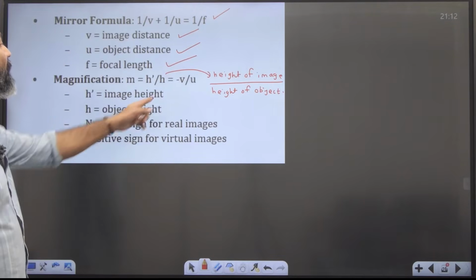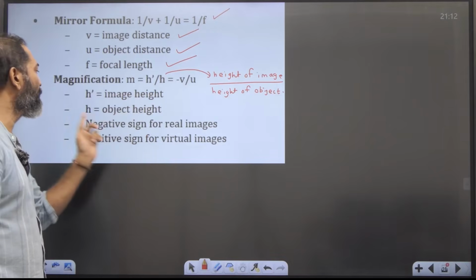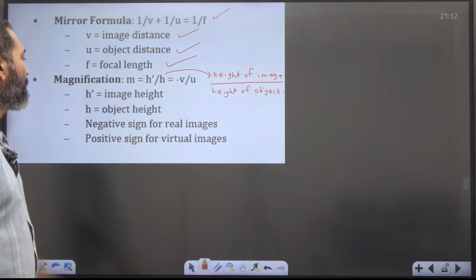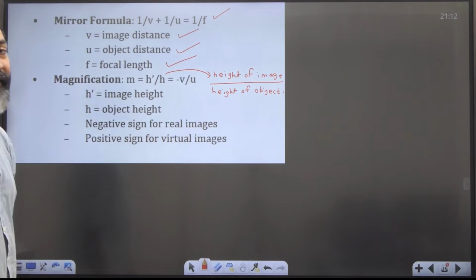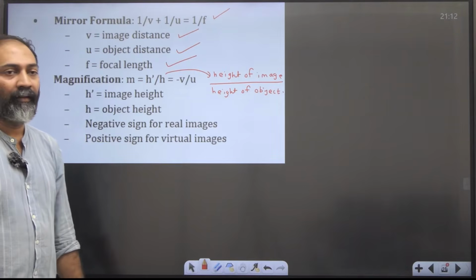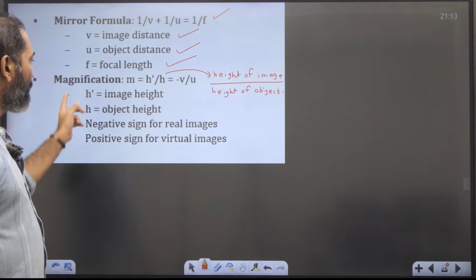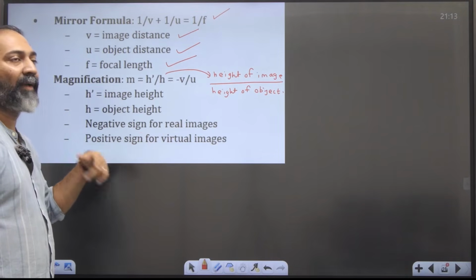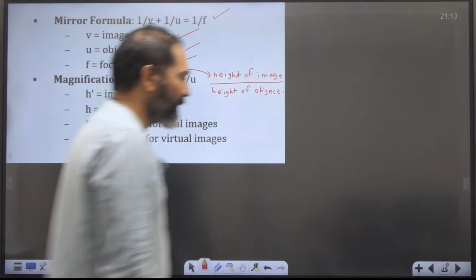Magnification in mirror formula is minus v by u, where h dash is image height and h is object height. Negative sign for real image and positive sign for virtual image. That is very important. Magnification m should be given negative sign for real image and positive sign for virtual image. It's very important.